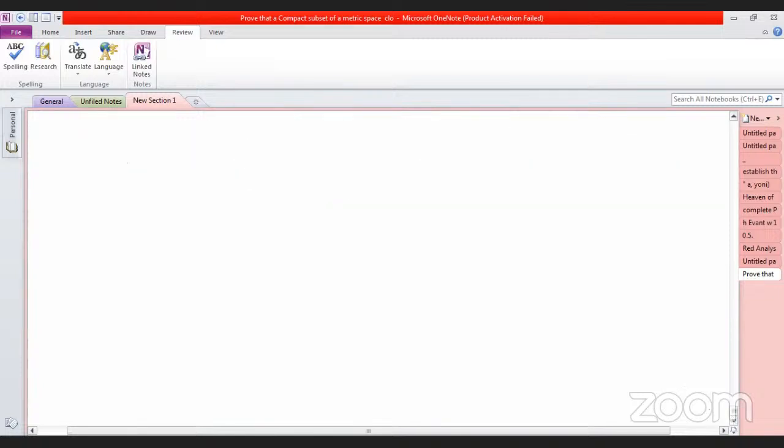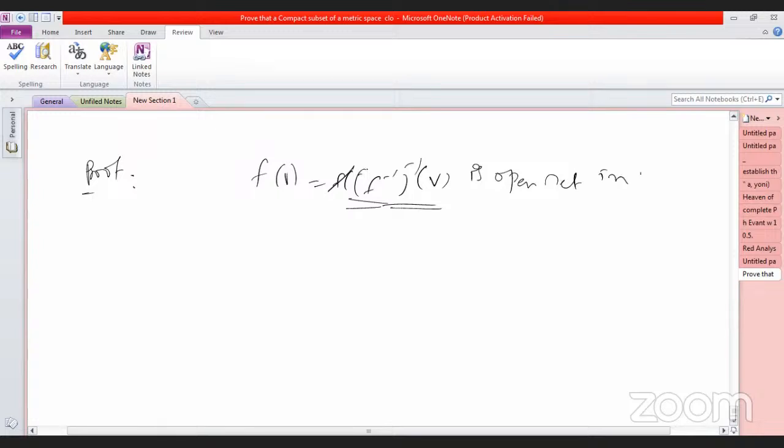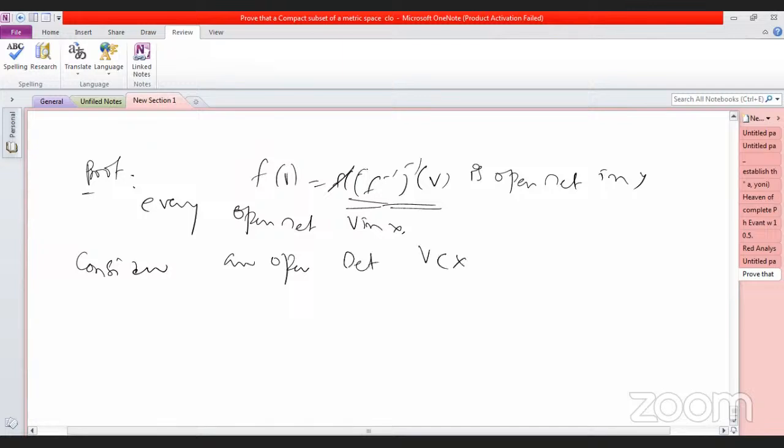See here, proof. We shall prove that f of V is open in Y for every open set V. Consider an open set V subset of X. Then the complement of V, V dash, is closed in X and hence compact.